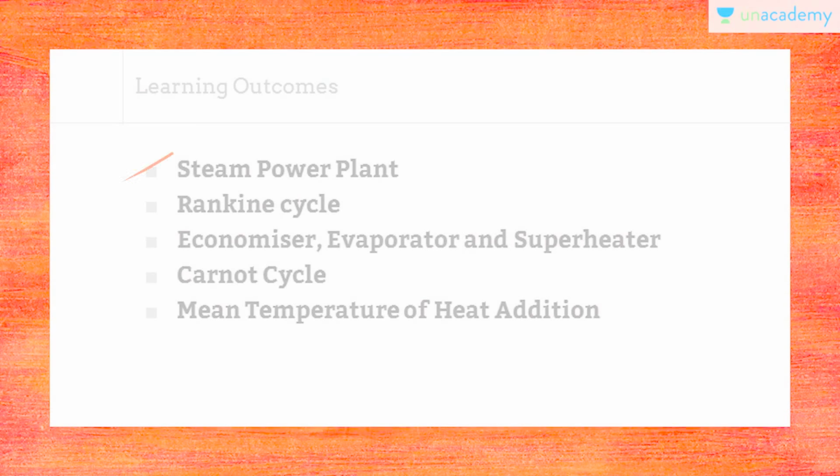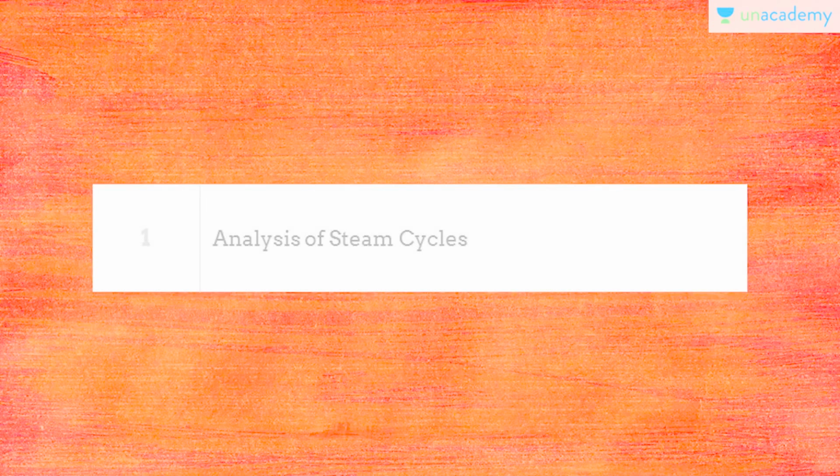Mainly you will come to know the basic outline of a steam power plant, what is a Rankine cycle, what are the different works of the economizer, evaporator and superheater, what is a Carnot cycle, and what is mean temperature of heat addition.